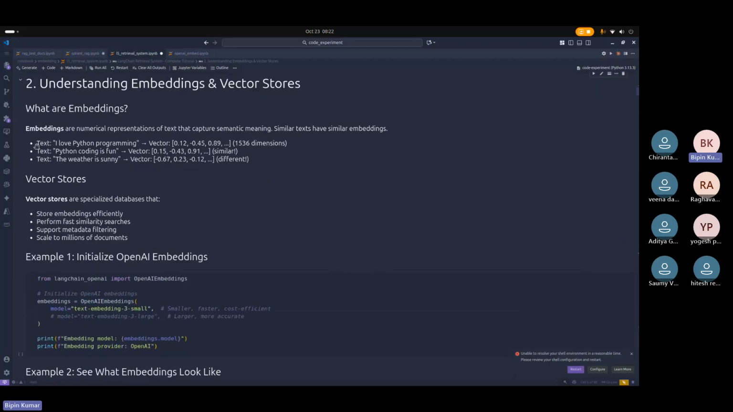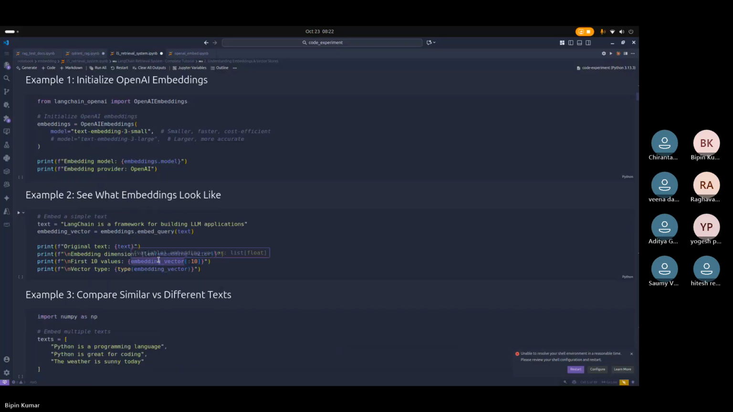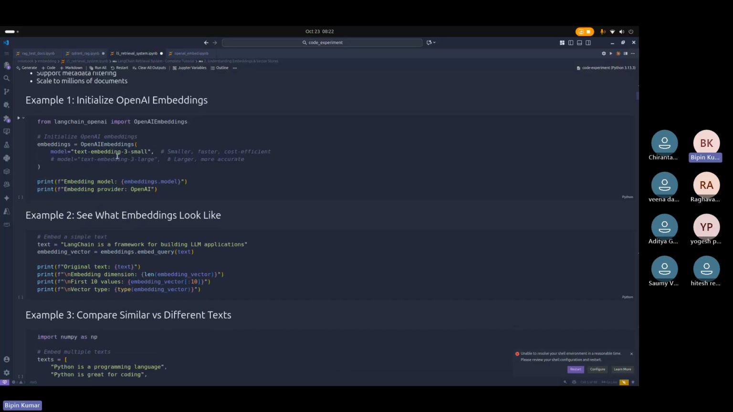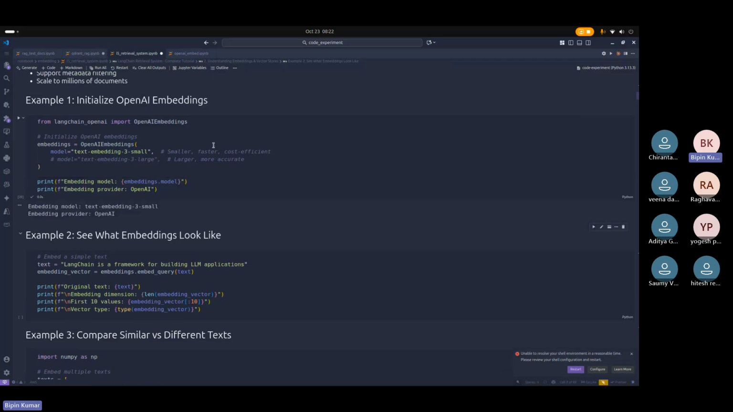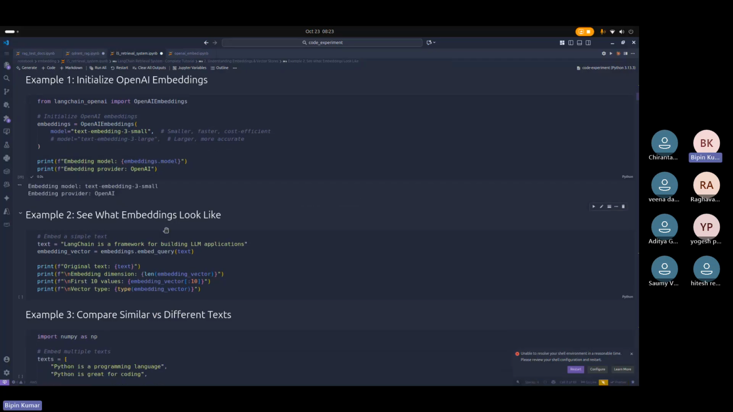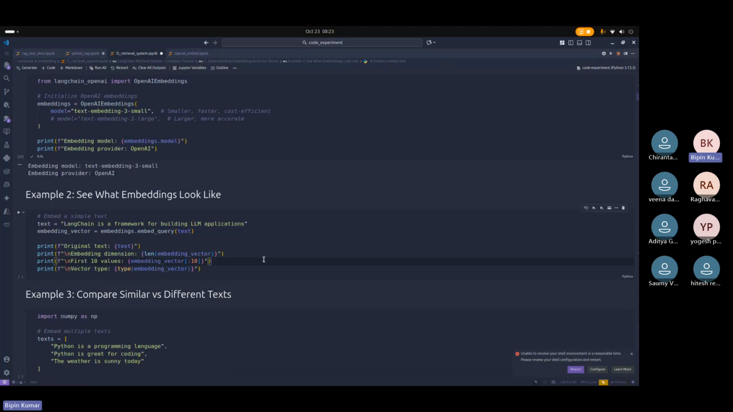Let's say there is a sentence, I love Python programming. So the embedding will be this way. Now let's say this is the embedding model, text embedding 3 small. If I run it, this embedding gets initialized. Let's say the text is: LangChain is a framework for building LLM applications. Let's calculate the embedding.